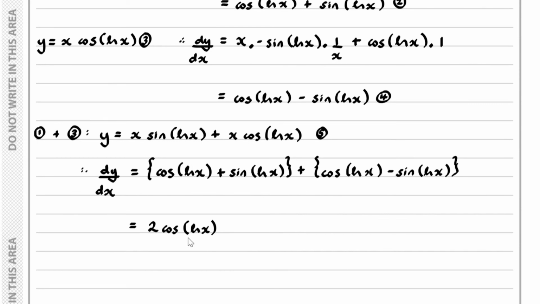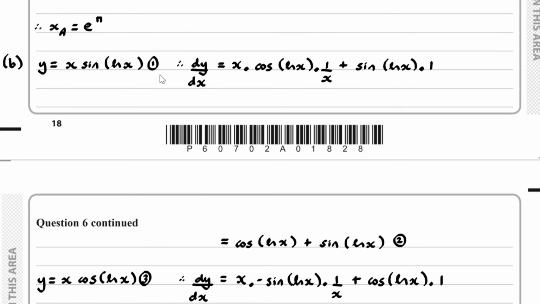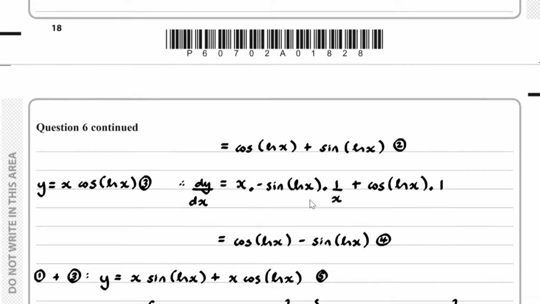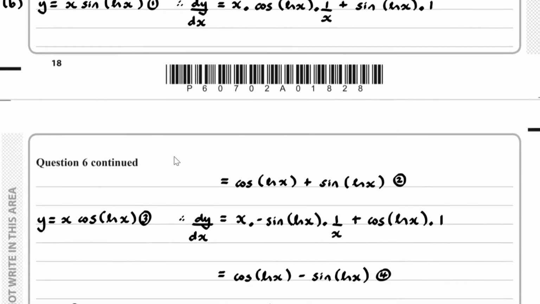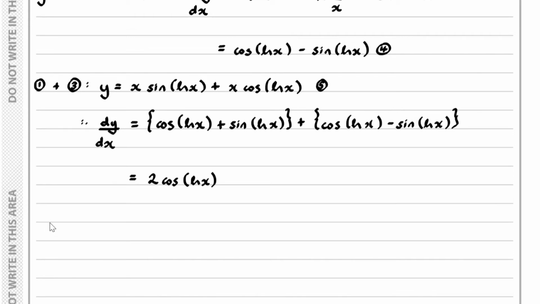And if I have equation 1 subtract equation 3, I would have my function being x times the sine of the natural log of x minus x times the cos of the natural log of x. Now let's just call this 6.